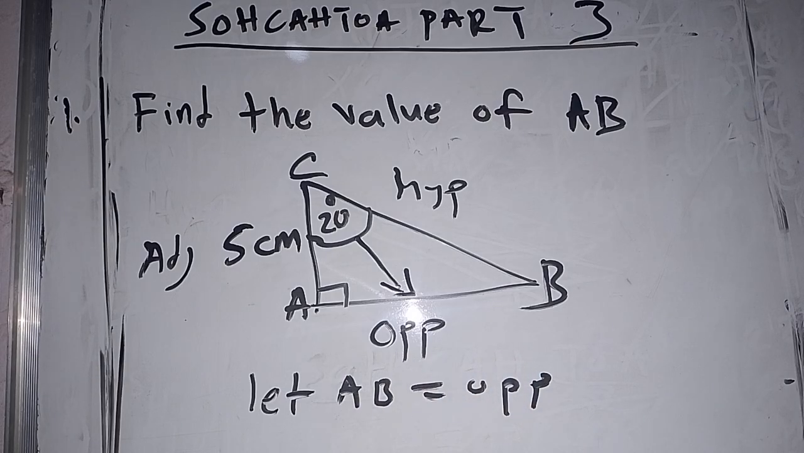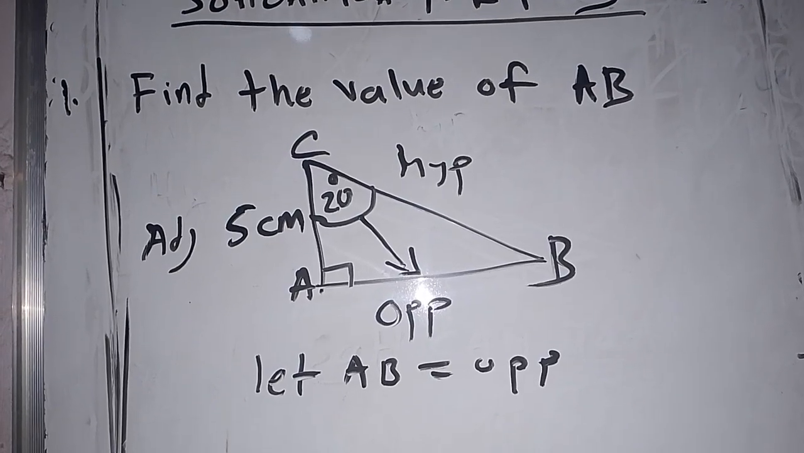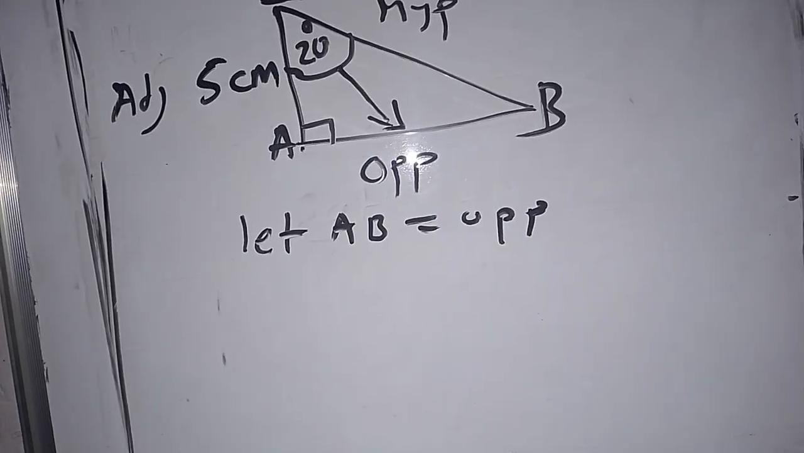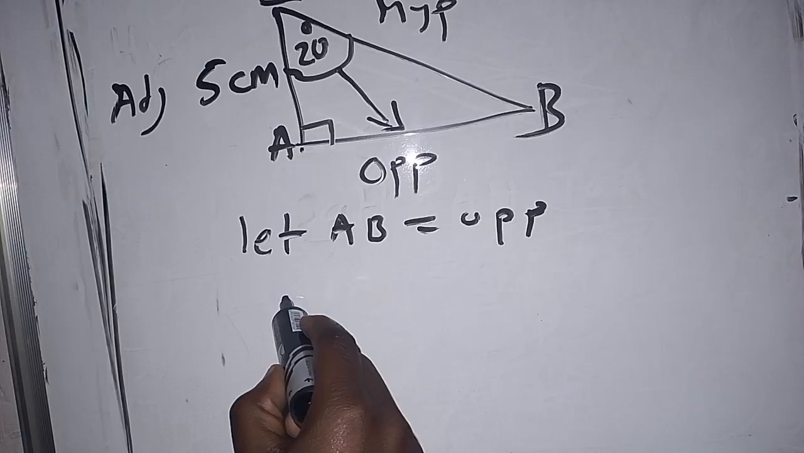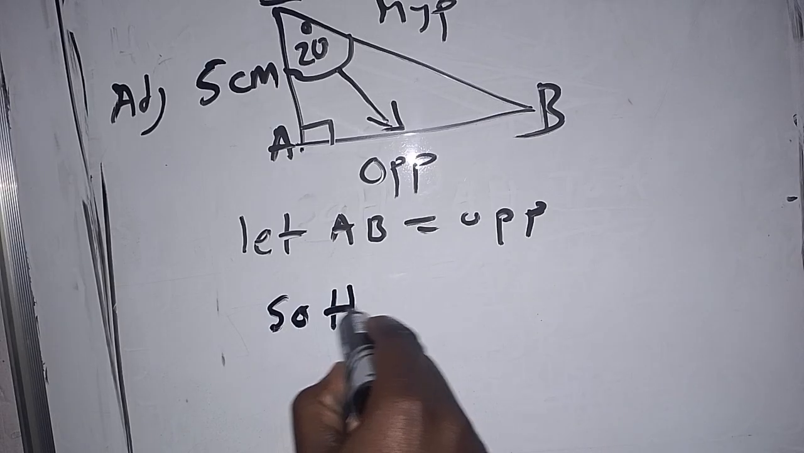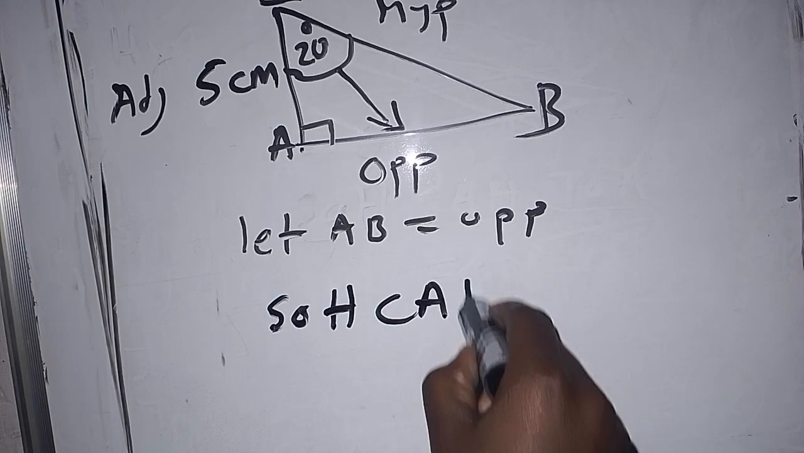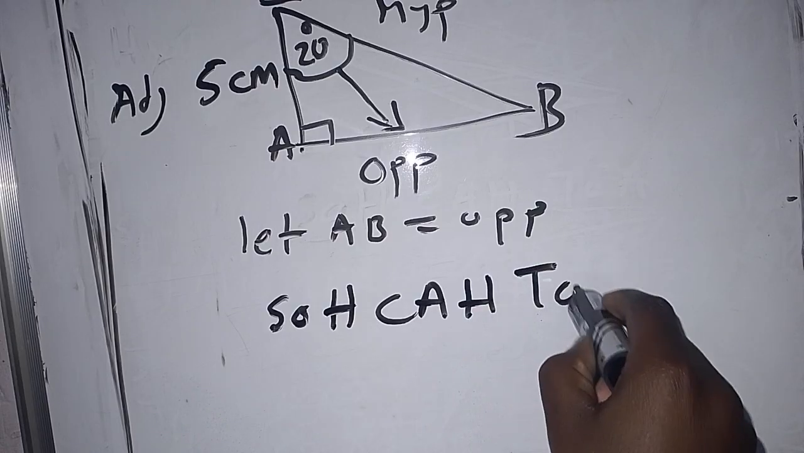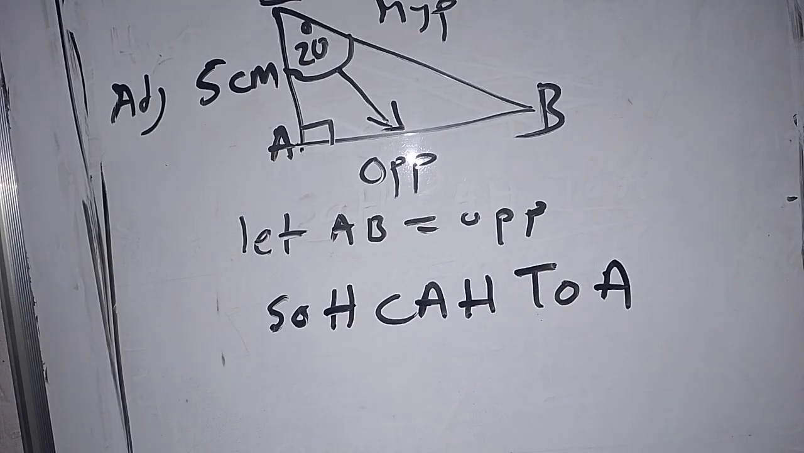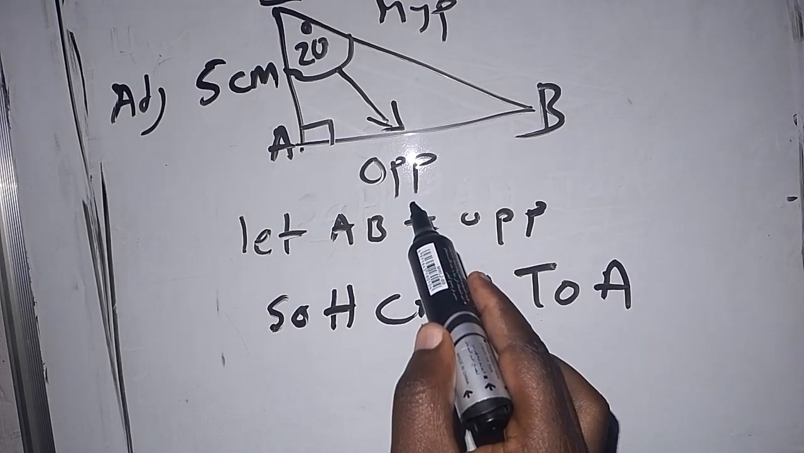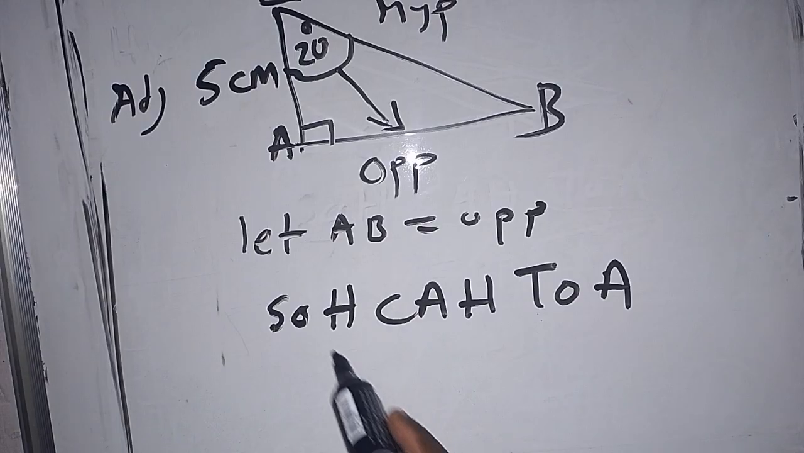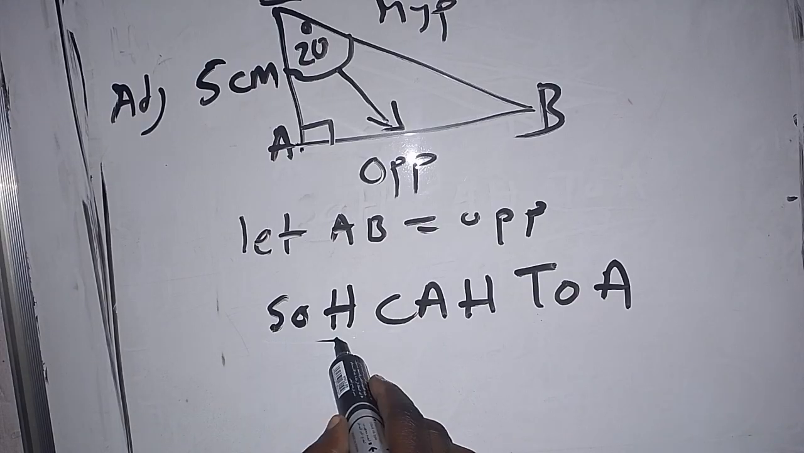Okay. Now, after stating that, we are going to come up with our theorem, which is Sohcahtoa. Why is it important to state our theorem or to write this word Sohcahtoa? It is important because it helps you remember the three trigonometrical ratios. Now from here, what we want is the opposite, so we are going to target the trigonometrical ratios with opposite.